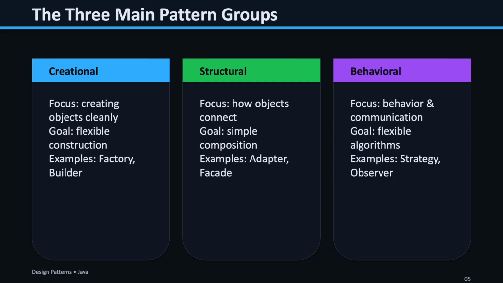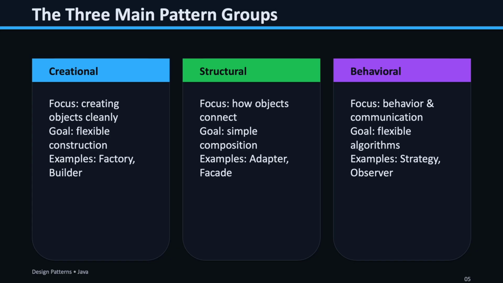Okay, so there are three main pattern groups. The first one is creational patterns, and they focus on how objects are created. Their goal is to make object creation flexible and safe when requirements change frequently. The other one is structural patterns. They focus on how classes and objects are connected. Their goal is to build bigger structures while keeping things clean and not tightly coupled.